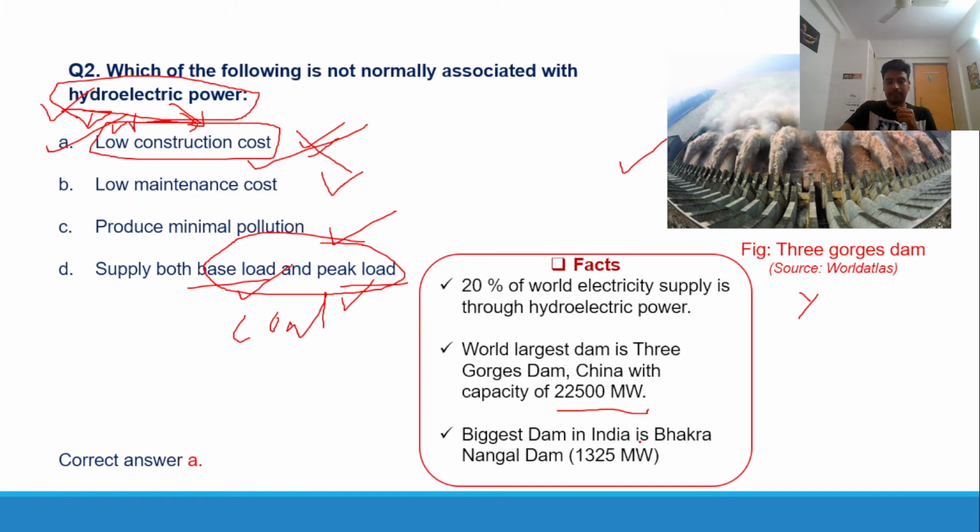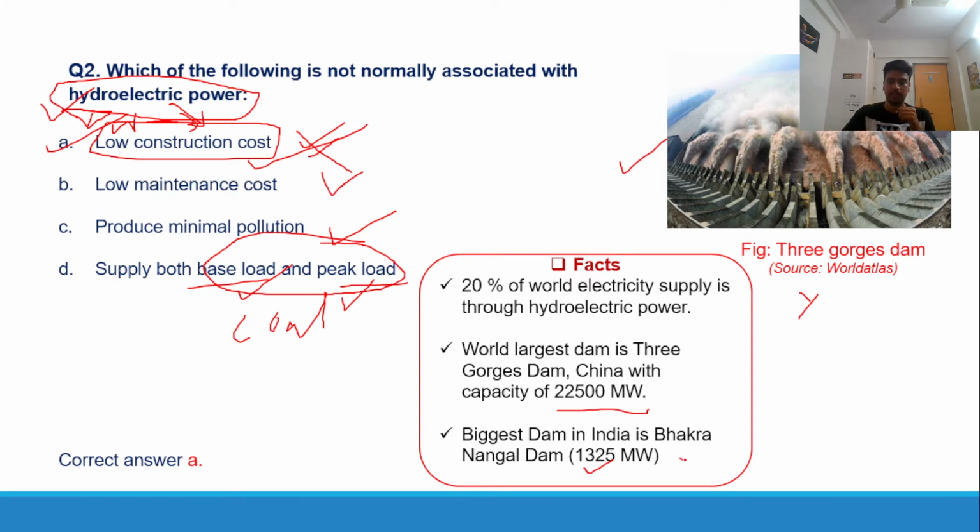And the biggest dam in India is Bhakra Nangal Dam. Bhakra Nangal Dam is situated in Nangal, Himachal Pradesh, on the border of Punjab and Himachal Pradesh. It is a very big dam with a very big reservoir capacity, and it produces around 1325 megawatts. That's also a huge amount of electricity.